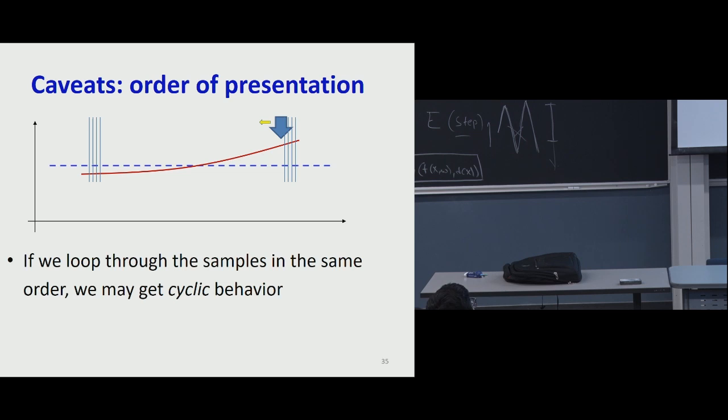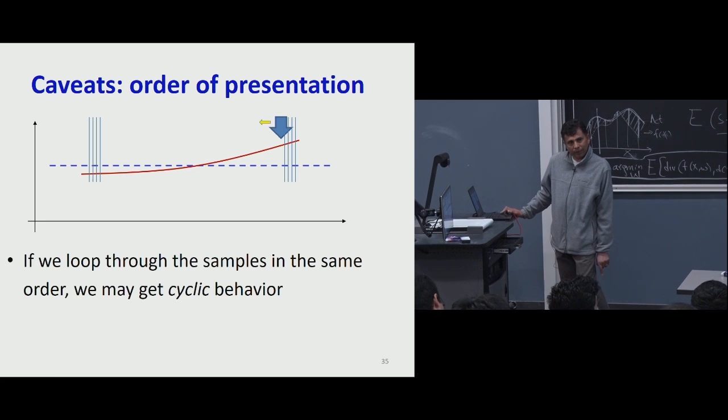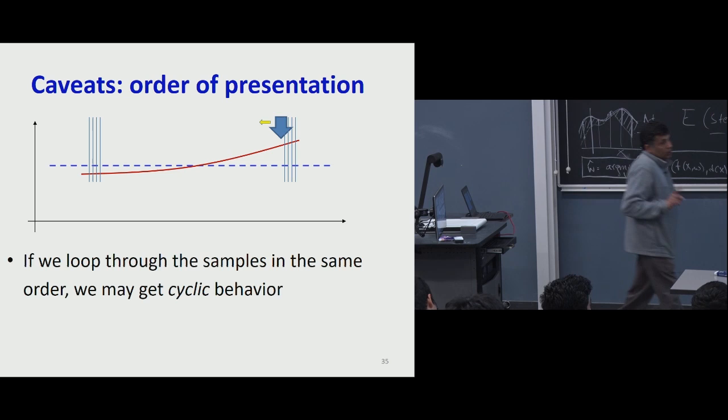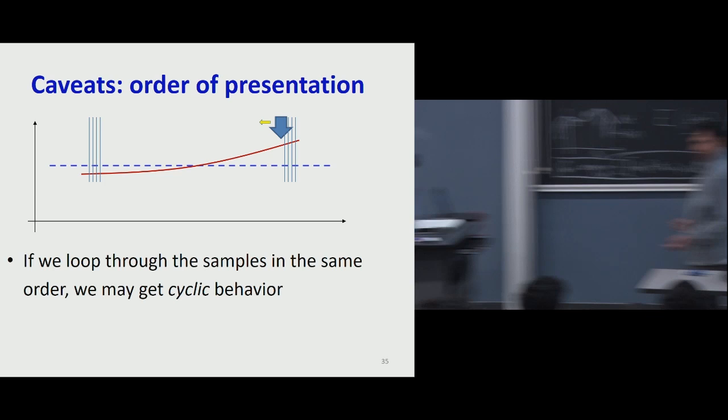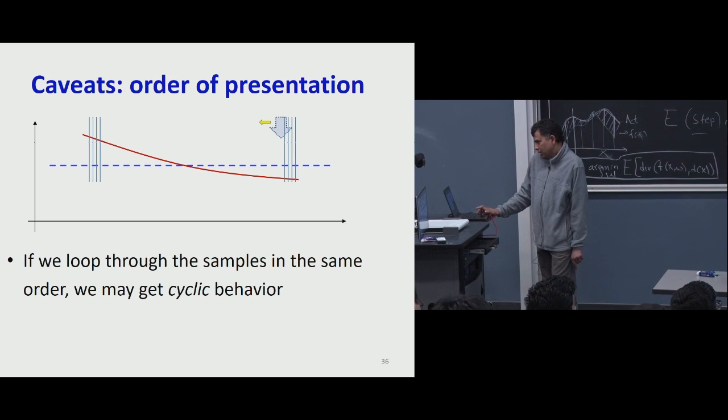So the problem is, if you loop through that, and then if I go back and loop through the data in the same order, now the whole thing is going to go back up, and then it's going to go back down. So if you loop through the samples in cyclic order, in deterministic order, you can end up with cyclic behavior of this kind, where the function just keeps oscillating around. So in order to avoid this, we must make them go randomly to get more convergent behavior.